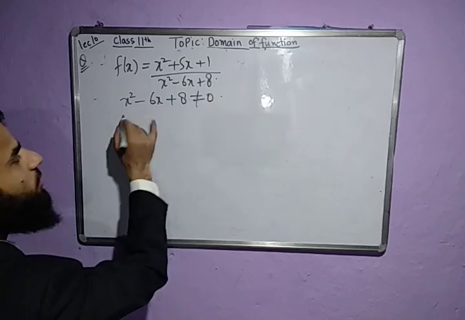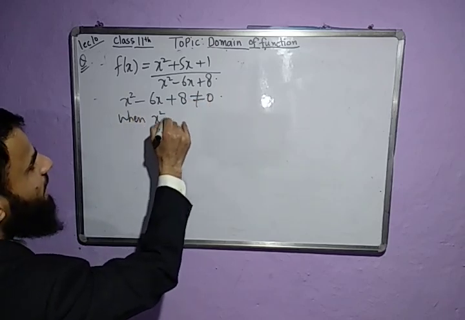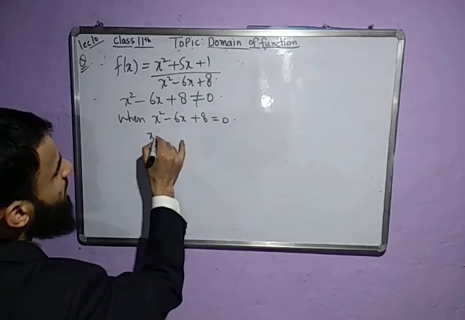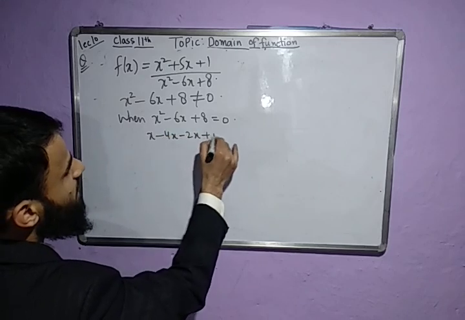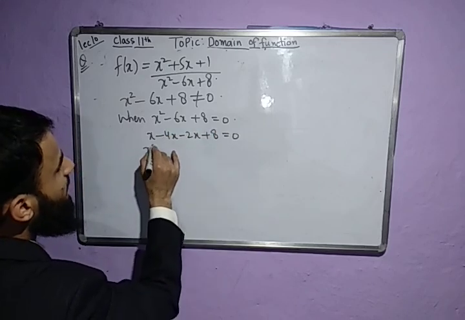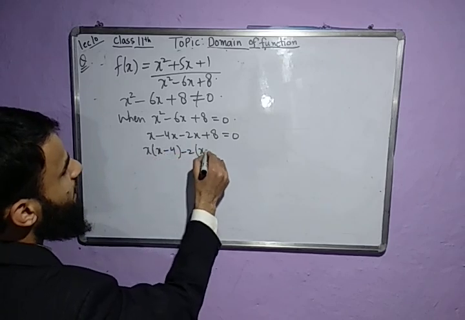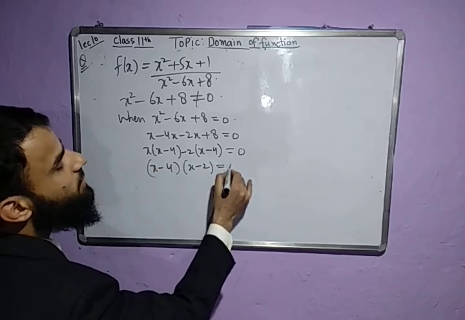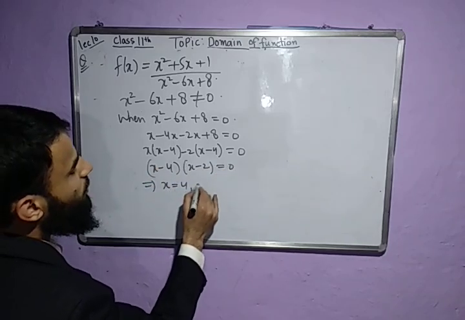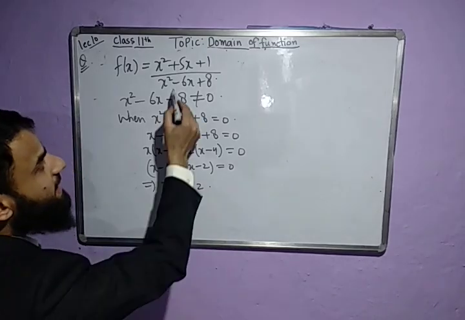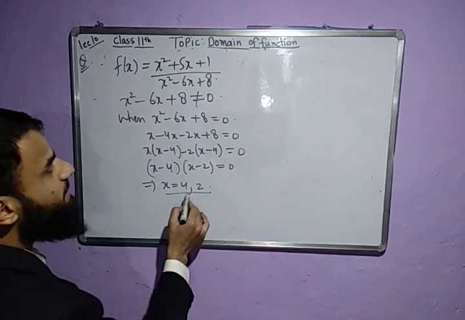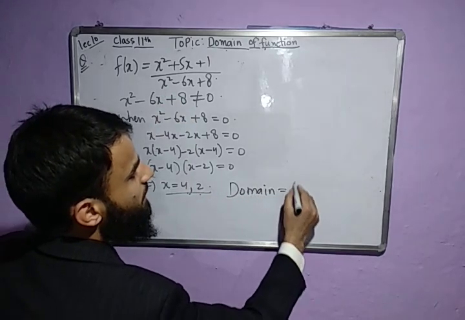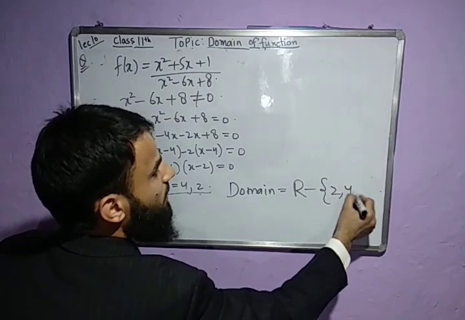Let's find the roots when x square minus 6x plus 8 is equal to 0. It will become x square minus 4x minus 2x plus 8 is equal to 0. And I will get x into x minus 4 minus 2 into x minus 4 is equal to 0. And I will get x minus 4 into x minus 2 is equal to 0, which implies x is equal to 4, 2. So it means x can take any value but not 4 and 2, because they make the denominator 0. Therefore the domain will be simply the set of all real numbers without 2 and 4.